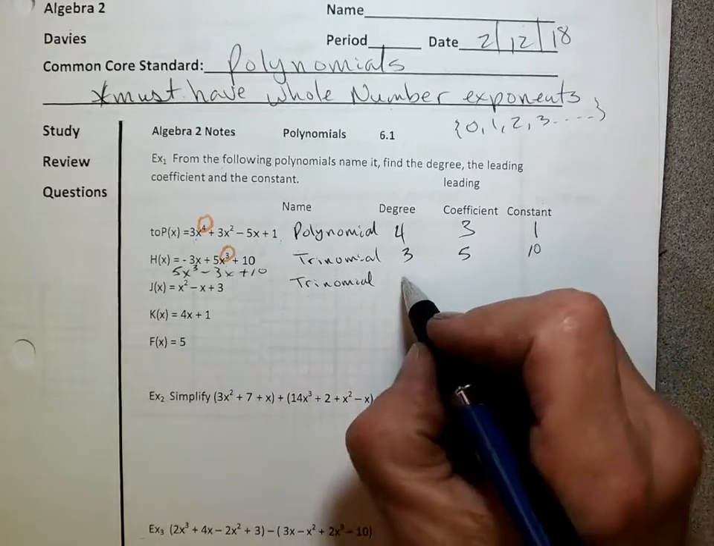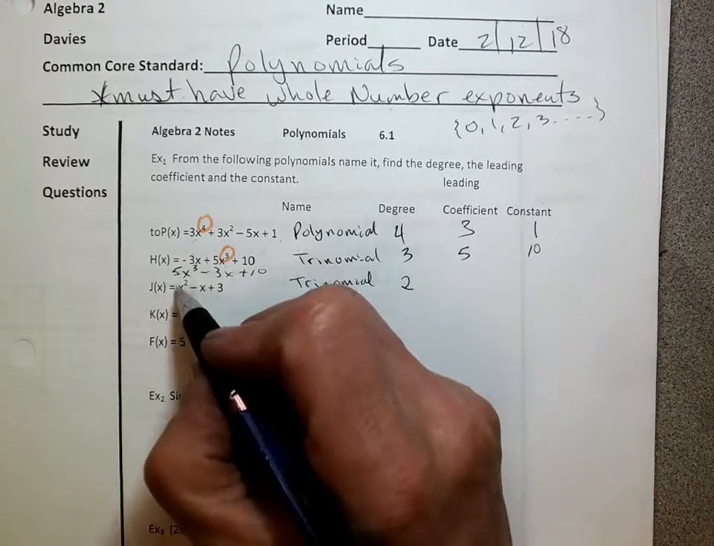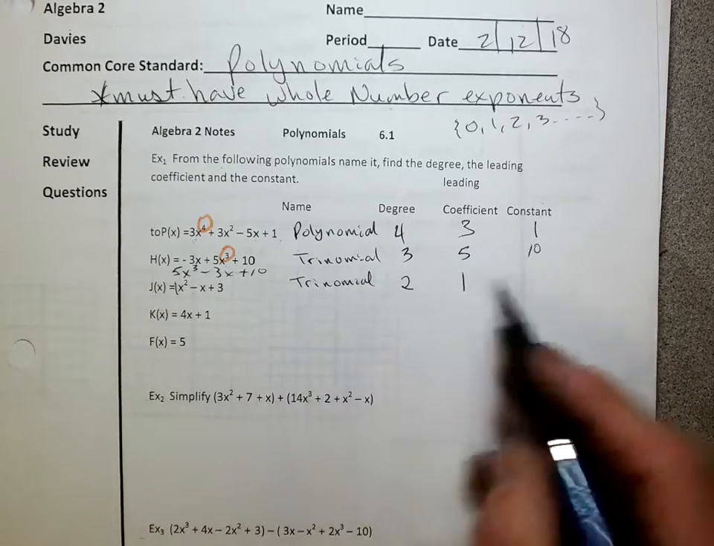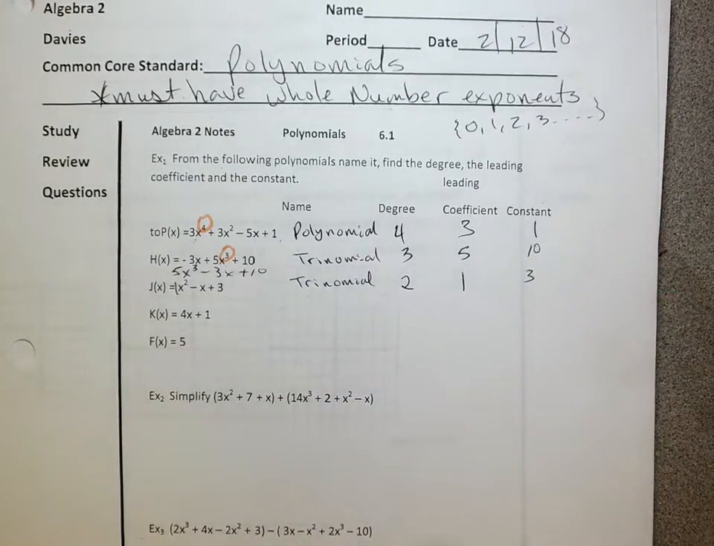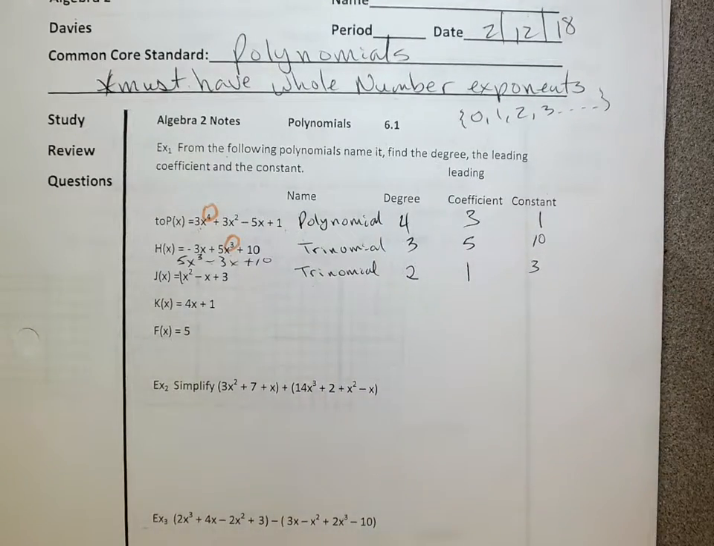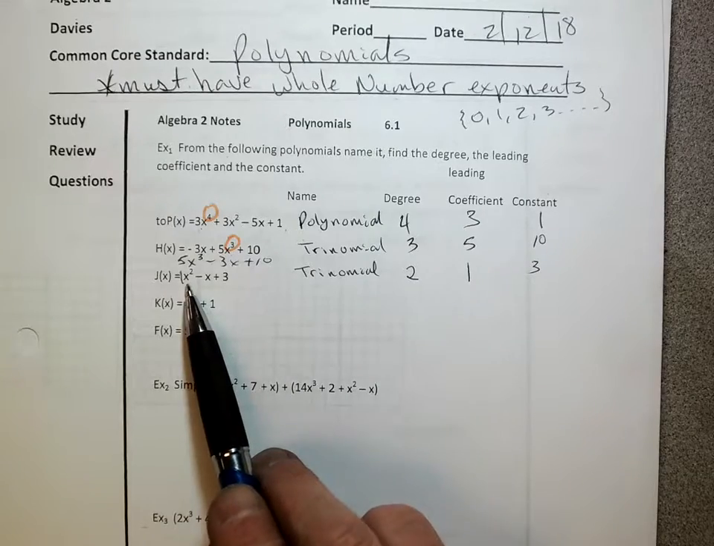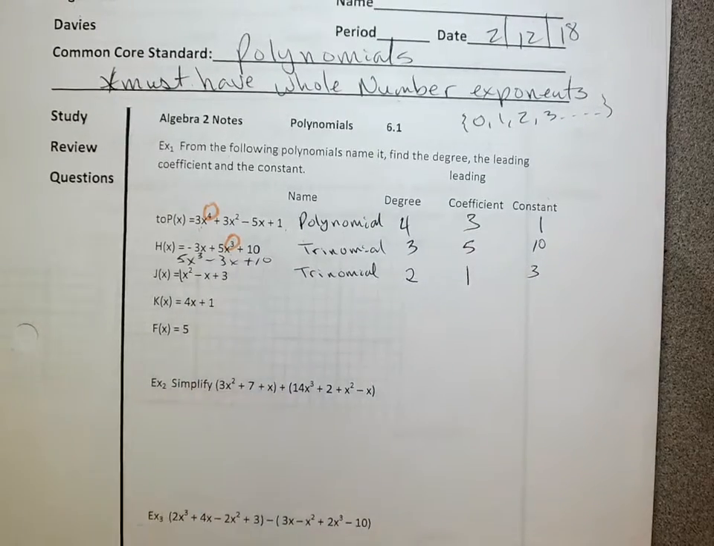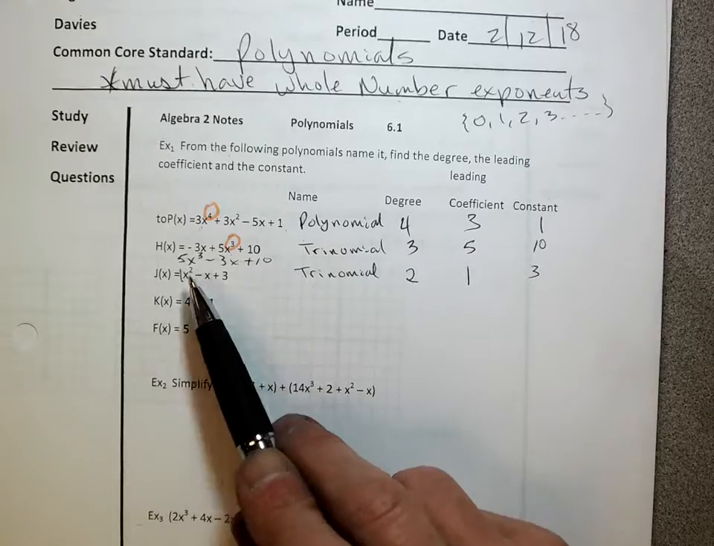Trinomial, degree is 2. My leading coefficient's a 1. We don't normally write the 1, but there it is. And the constant is 3. Why would it be a trinomial if it's 3? Right, there are 1, 2, 3 individual pieces to it. So there's 3 terms. Regardless, it's got 1, 2, 3.